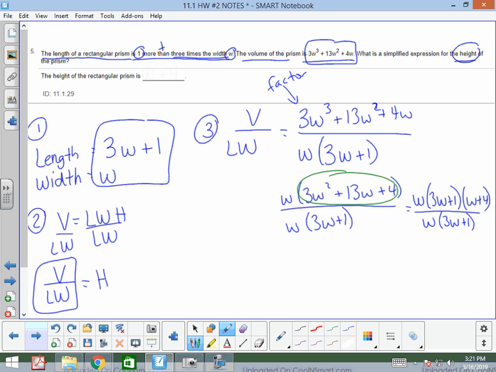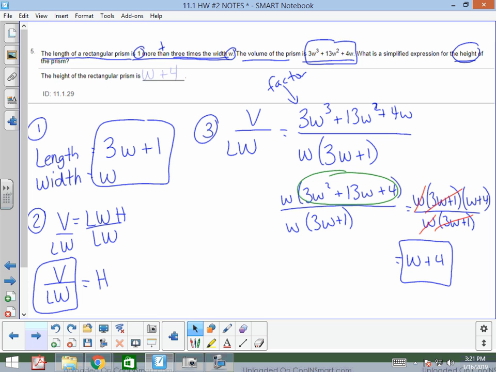Now I can cancel. This W cancels this W. 3W plus 1 cancels 3W plus 1 from the bottom. And so all that I'm left with is W plus 4, which is the height. Okay, so there was about 3 to 4 steps there. Fourth step was to factor.